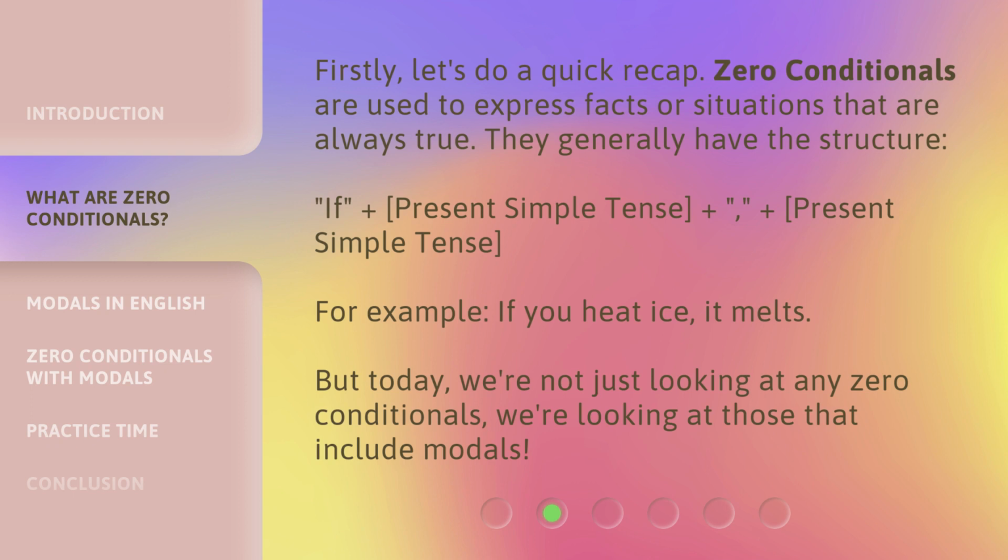Firstly, let's do a quick recap. Zero conditionals are used to express facts or situations that are always true. They generally have the structure: if plus present simple tense, plus present simple tense. For example, if you heat ice, it melts. But today, we're not just looking at any zero conditionals, we're looking at those that include modals.